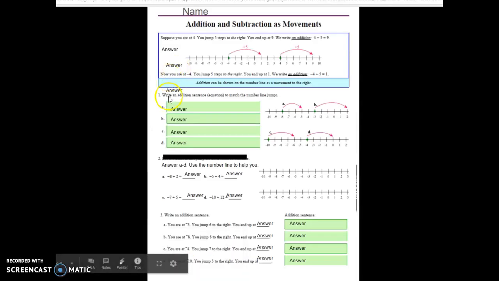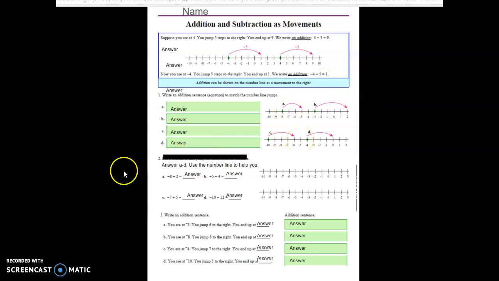So for this first part here, you're just going to write an addition sentence or an equation to match the number line jump. So it's just like what we did here. So for letter A, you start at -8. That's where your green dot is. You're moving to the right 3 spots. So you go 1, 2, 3. So you're going to write down -8 plus 3 equals -5. Okay? So that's what you're going to do for A, B, C, and D here for this first part.